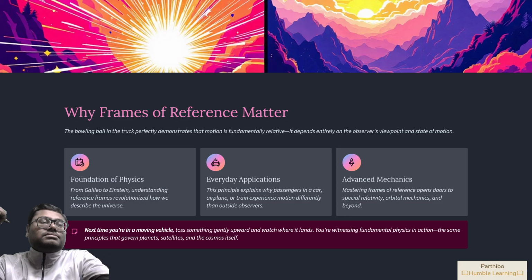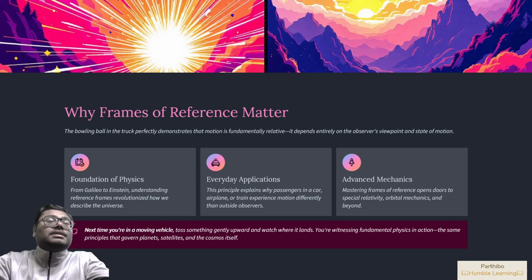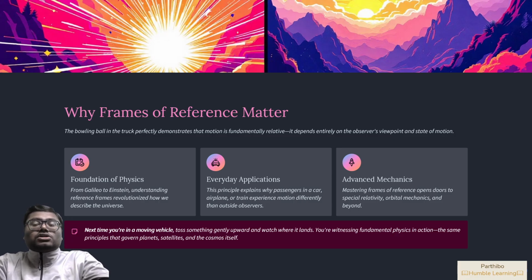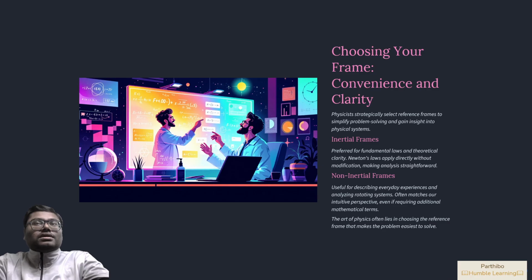So next time you are in a moving vehicle, toss something gently upward and watch where it lands. You are witnessing fundamental physics in action, the same principle that governs planets, satellites, and the cosmos itself. So, choosing your frame: convenience and clarity. Physicists strategically select reference frames to simplify problem solving and gain insight into physical systems.